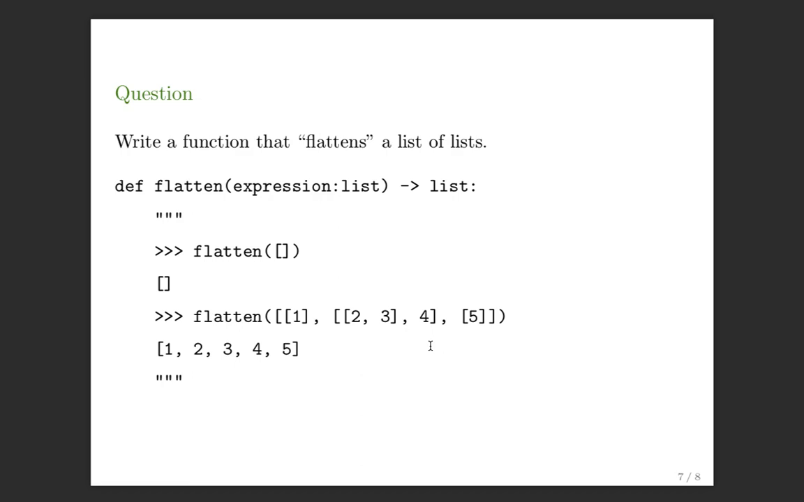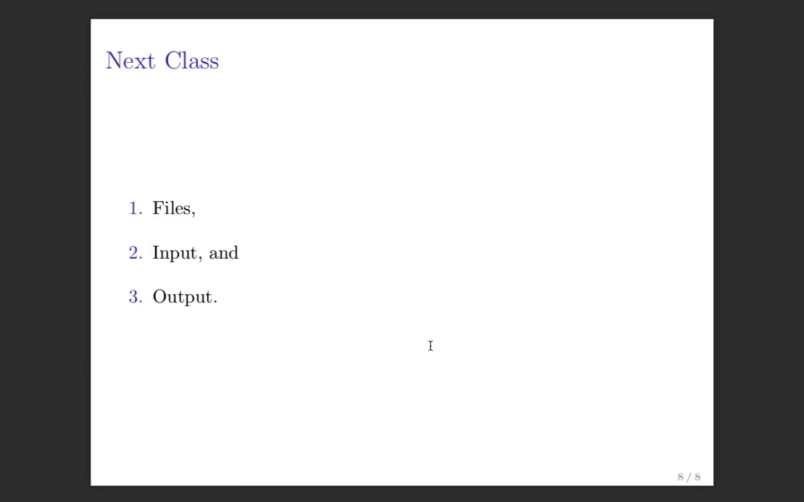This is hard. So for an advanced question, write me a function which takes a list of lists with an arbitrary amount of embedding and removes all of the brackets so that you're only left with one straight list. We're going to be doing file input output next class. Start studying now. Come see me on Wednesday, and I hope to God I don't see any of you in my office for the law of hammer, right?